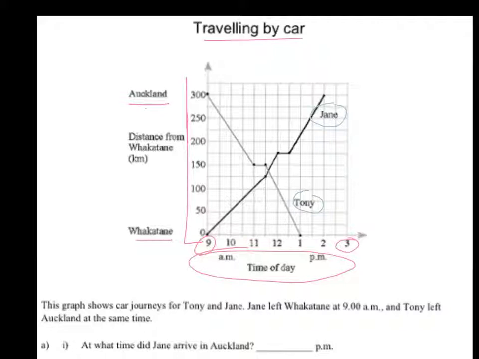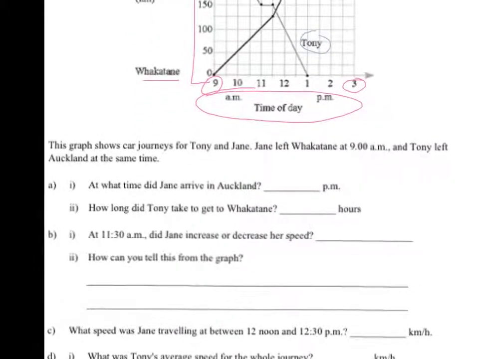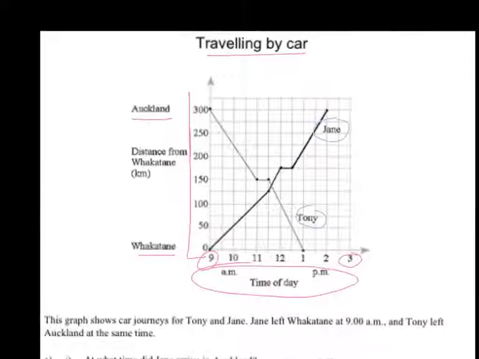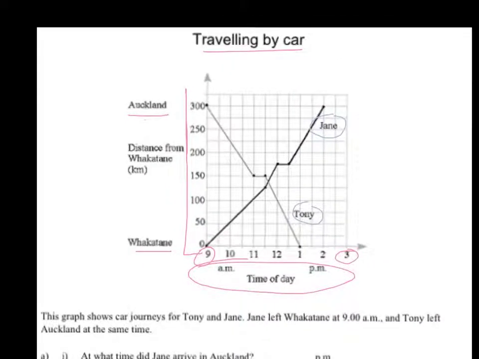So, the very first question they have: at what time did Jane arrive in Auckland? Okay, so this is the Jane line here, so I need to follow that line until she's at Auckland, which is right up here. And so that time there is 2 o'clock. Again, using the y-axis to give me the x-axis answer.